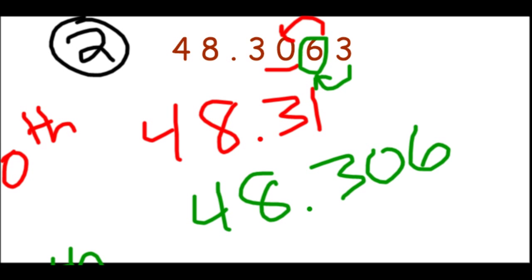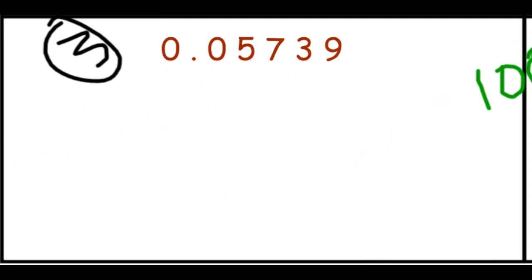48.306. For number 3, which is our smallest number here, we have 0.05739. If we want to round to the hundredths, we use the 7. We round to the 7, so we use the 3. 3 is less than 5, so no rounding up here.